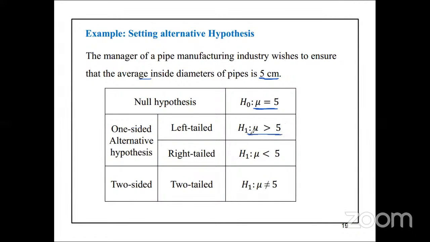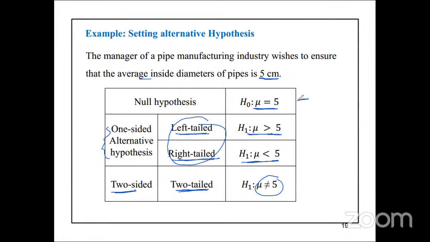So mu greater than 5 will be referred to as the left-tailed hypothesis. Mu less than 5 will be treated as the right-tailed hypothesis. Both of these are known as one-tailed alternative hypotheses. Apart from this, you can also set up a two-tailed alternative hypothesis, which is known as two-sided. So what is the two-sided hypothesis? You will include that mu is not equal to 5.